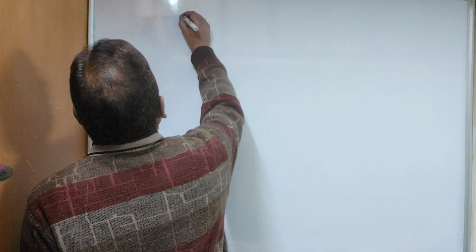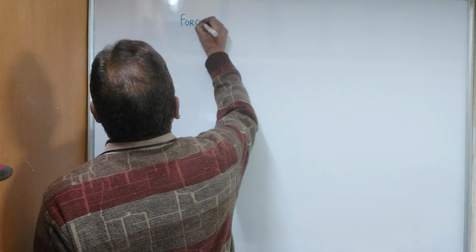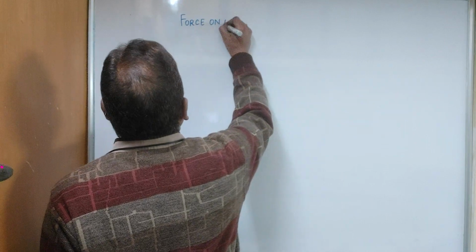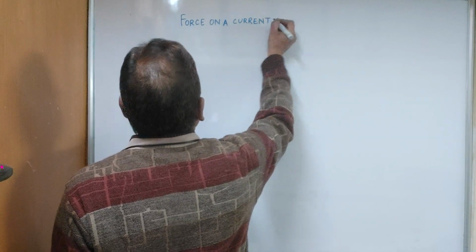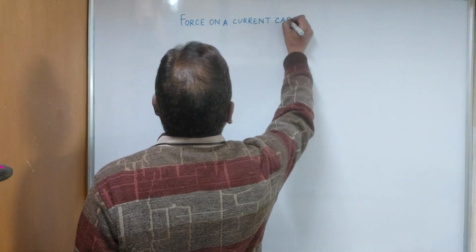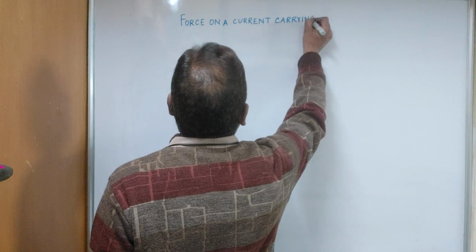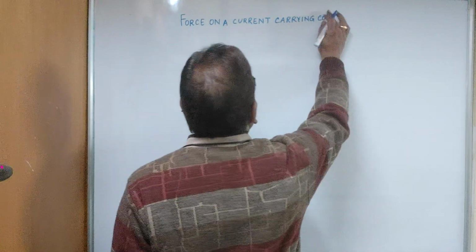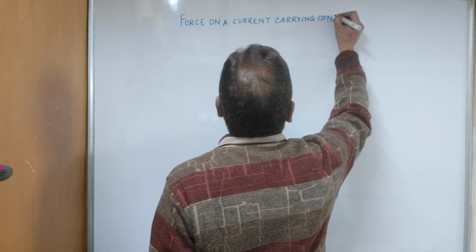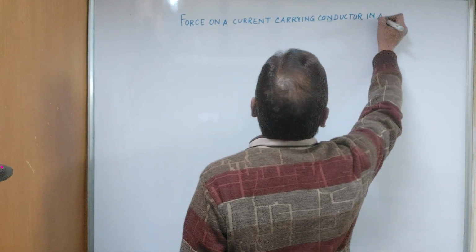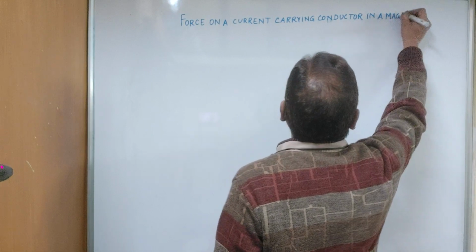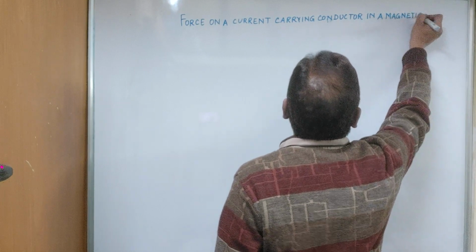Now the next topic is, children, force on a current carrying conductor in a magnetic field.